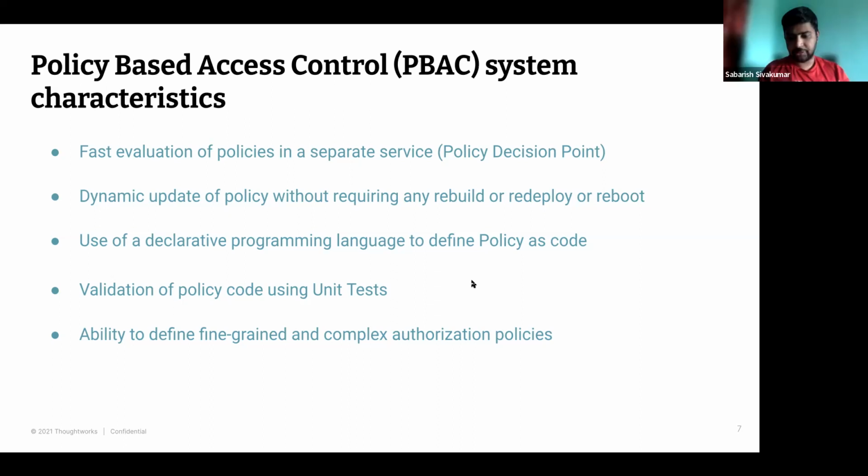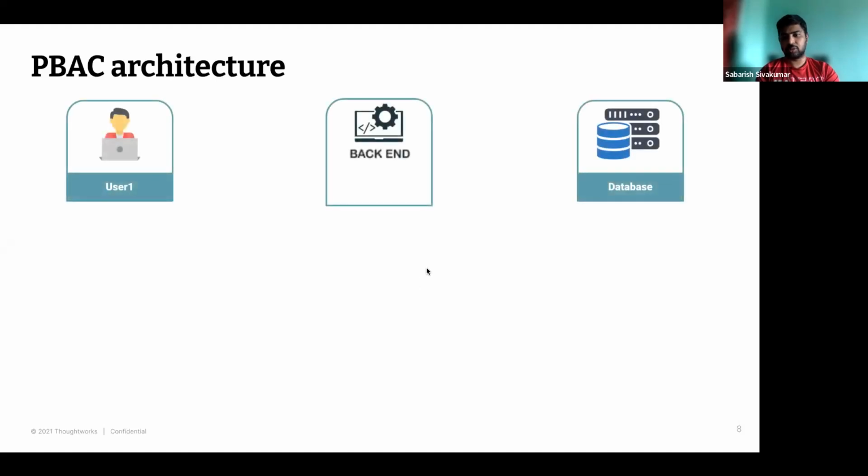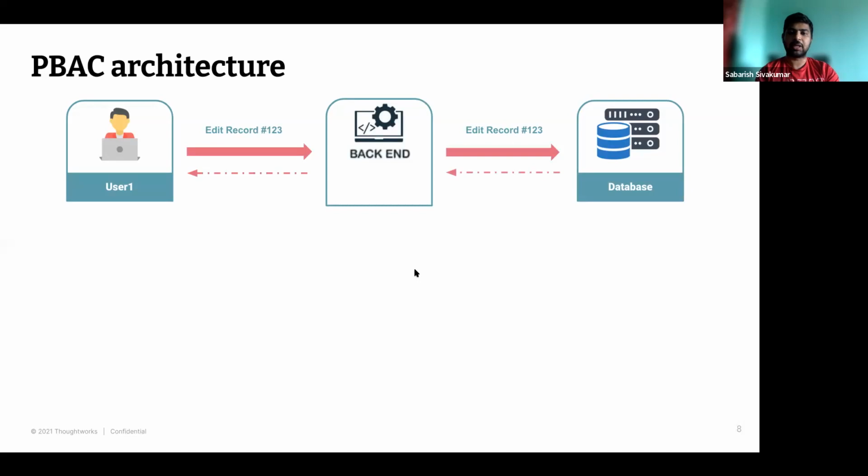So we just learned what the characteristics of a PBAC system are. Let's have a look at the PBAC architecture. Let's consider a sample application where we have the user, the backend, and the database. The user connects to the backend asking to edit a record, and the backend will fetch from the database and give it back, and this flow continues. This is a normal application scenario.